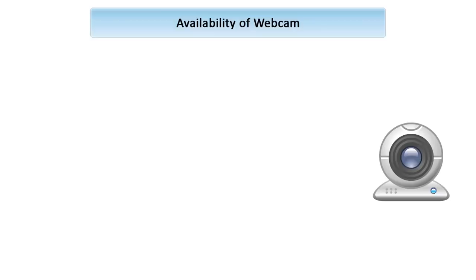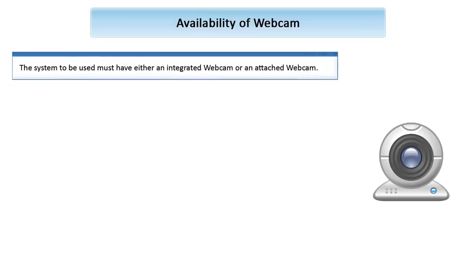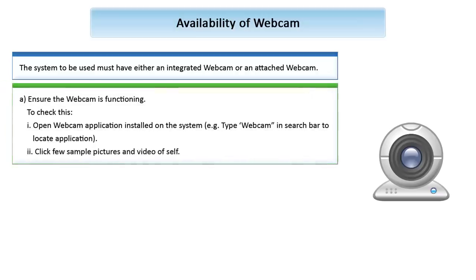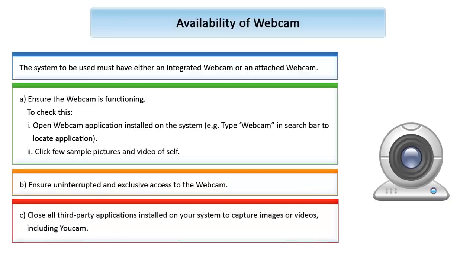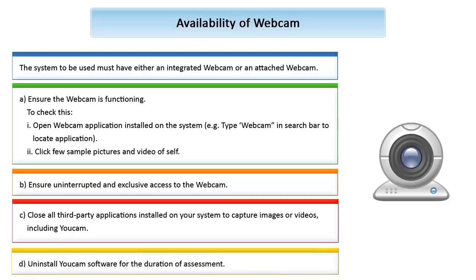Availability of webcam. The system to be used must have either an integrated webcam or an attached webcam. Ensure the webcam is functioning. To check this, first open the webcam application installed on the system. For example, type webcam in the search bar to locate the application. And then, click View Sample Pictures and Video of Self. Ensure uninterrupted and exclusive access to the webcam. Close all third-party applications installed on your system to capture images or videos, including UCam. Uninstall UCam software for the duration of the assessment.